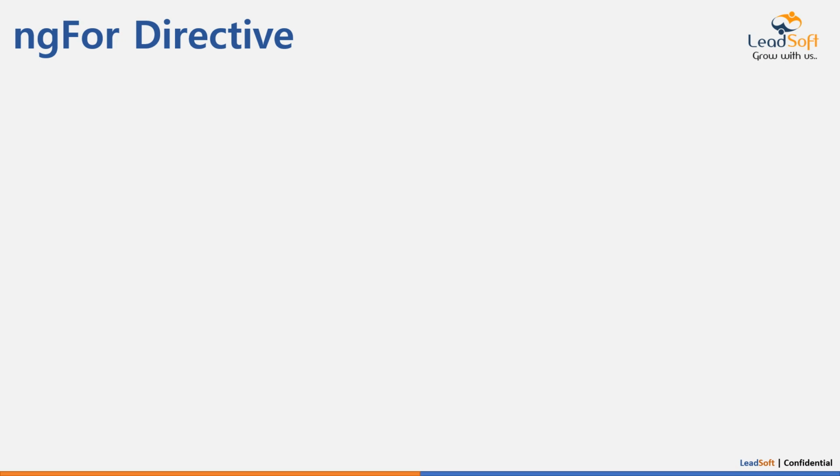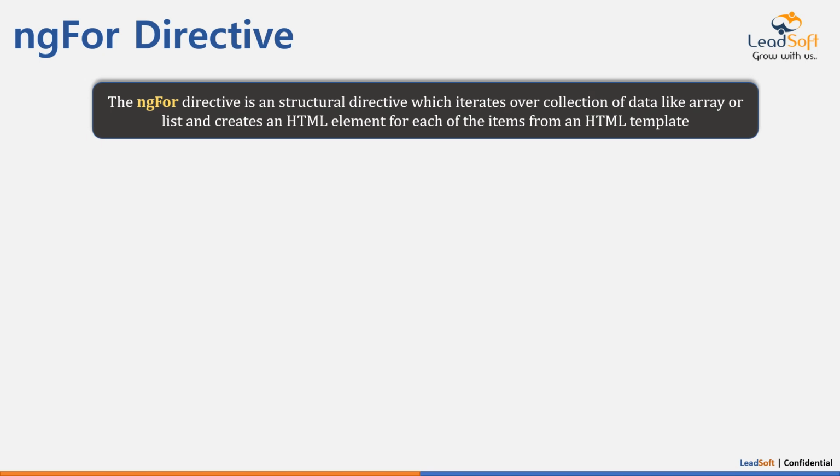ngFor is a structural directive which is used to iterate over collections. Let us imagine we have a bunch of information stored in an array or in a JSON file or in a list in our TypeScript component, and we have to represent it on a particular HTML template. Instead of writing that code n number of times, we can use the for loop from Angular, which is called ngFor, and we can write that code very easily.